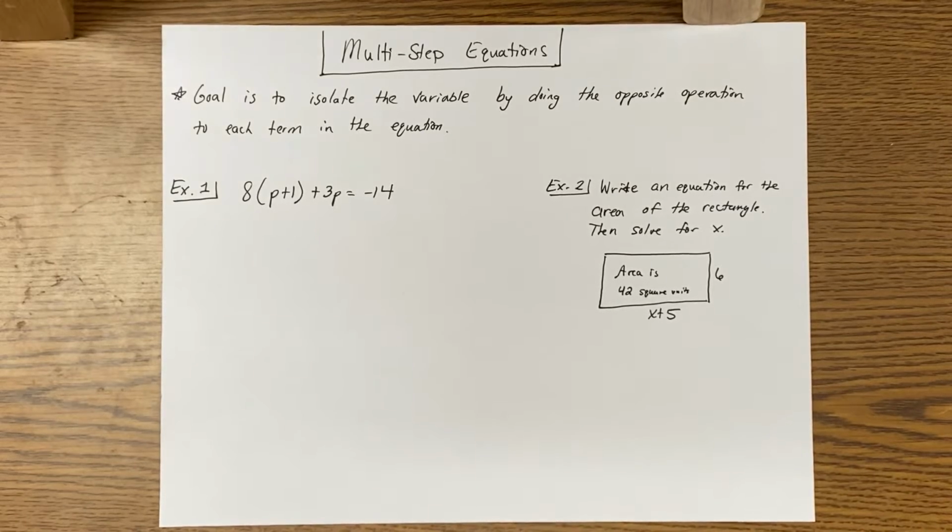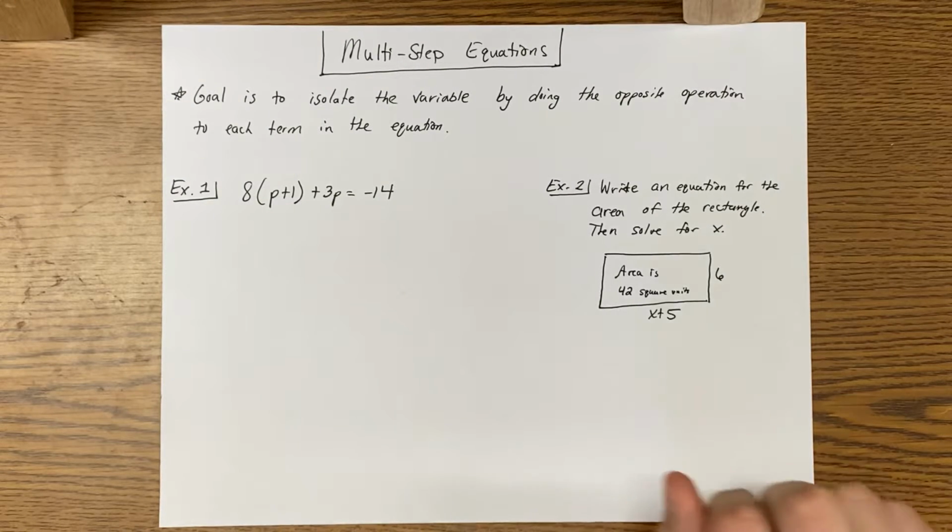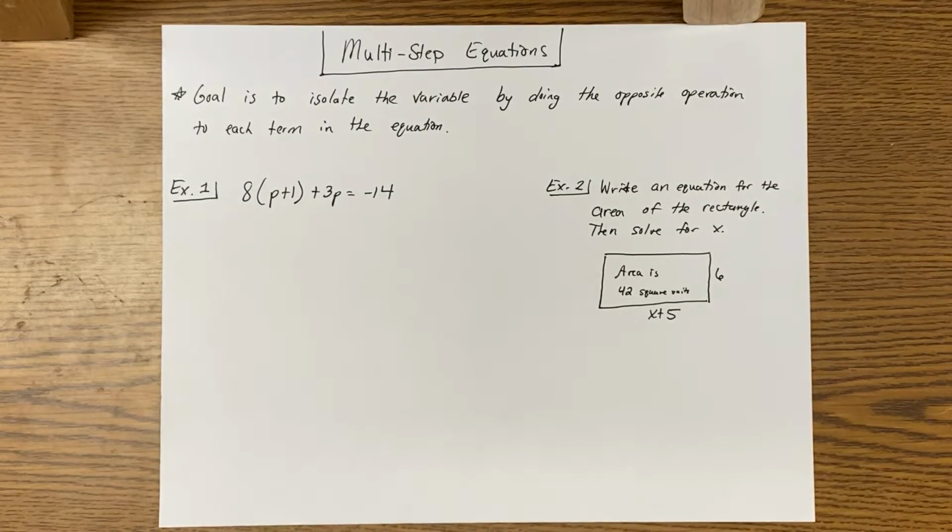In this video, we're going to look at multi-step equations. Our goal here at the top says to isolate the variable by doing the opposite operation to each term in the equation. All right, so this is things that we've already done before. Maybe you've seen them in 7th grade. We've done a little bit this year in 8th grade, but we're going to review and do some examples here.